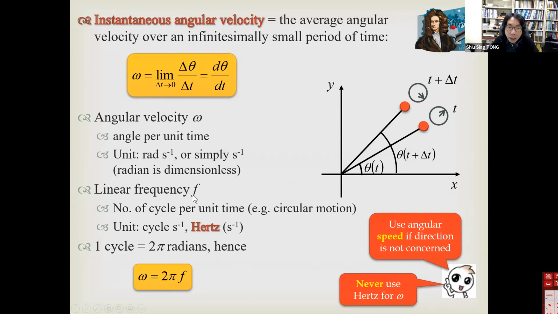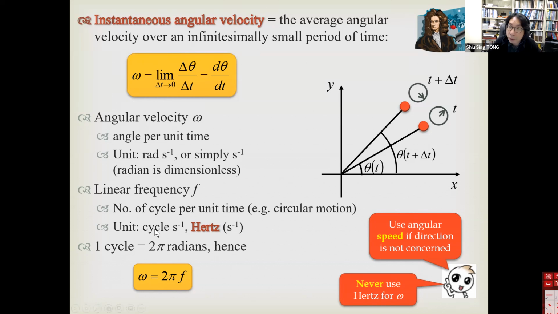Now there's also another quantity that is commonly used, especially for rotation, and that's the linear frequency. If you consider an object rotating on the XY plane, about the coordinate origin, then the linear frequency of the rotation means the number of cycles per unit time. That means how many cycles the object completes in a certain time. That is the linear frequency.